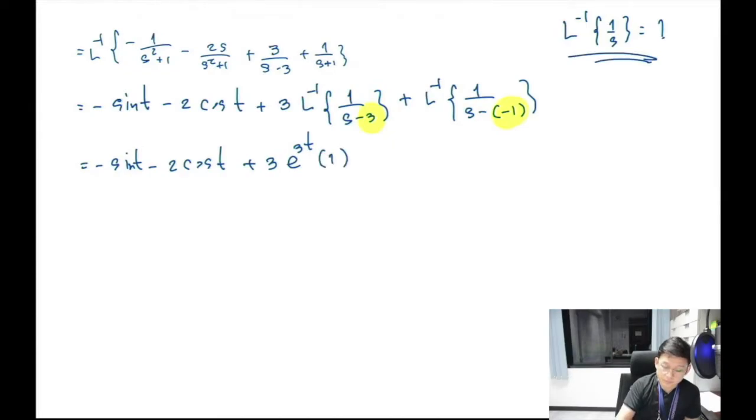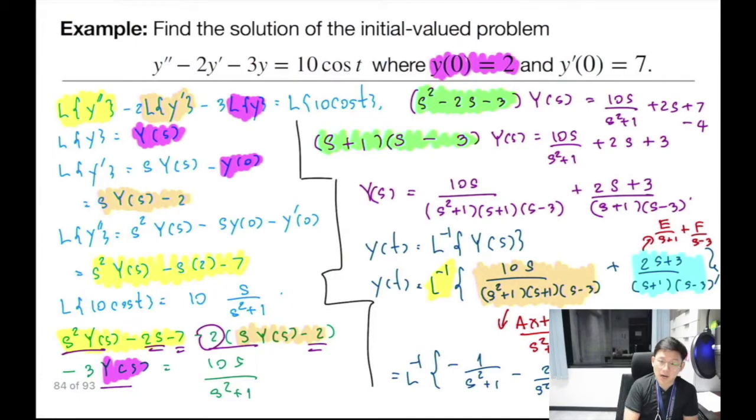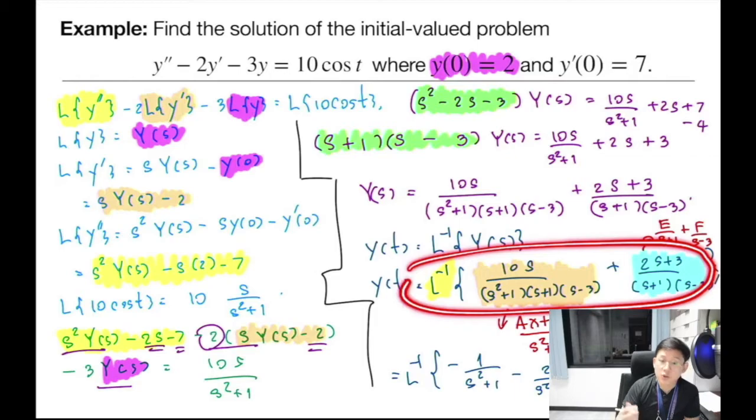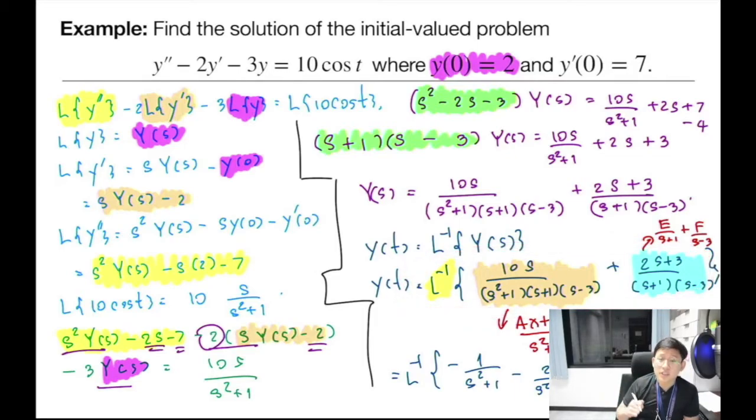Plus L inverse of, here that will be e to the minus t, right? Because we look at that as a. You can pull e to the at out, and then you get L inverse of 1 over s, and that is 1. And that's it. That is the answer. Very simple, right? The hard part here is to find this inverse Laplace transform. But it's nothing new. It's the thing that we have done in the previous section, right?